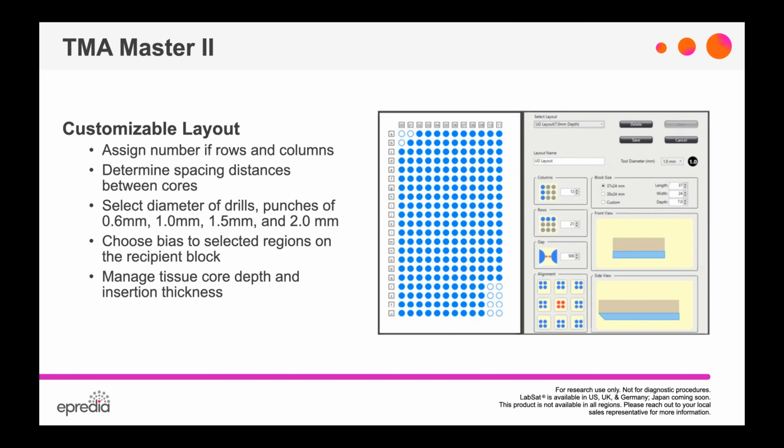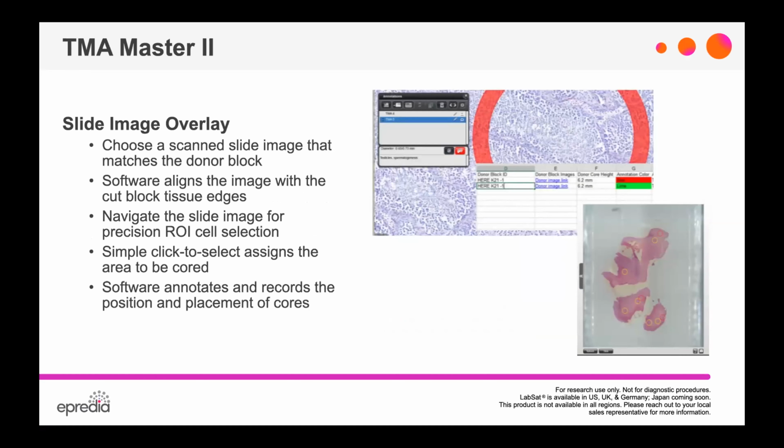You can choose the layouts left to right. You can choose the distance between the cores. You can choose the depth of insertion into the block. All of this is an automated approach that saves a tremendous amount of time over doing the manual process. Here you can see the slide image overlay, which is a really unique feature as opposed to some of the other systems which can be semi-automated. This is phenomenal.